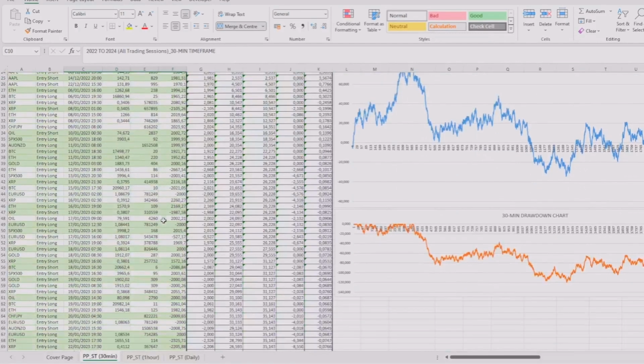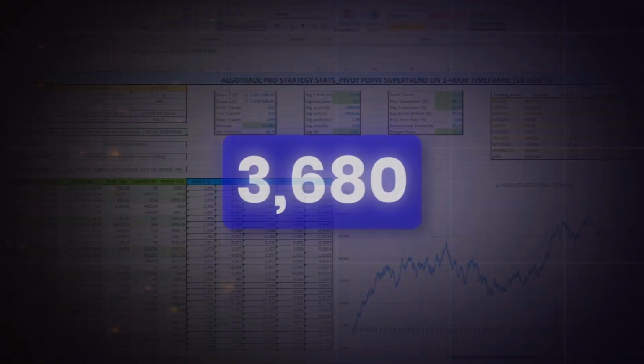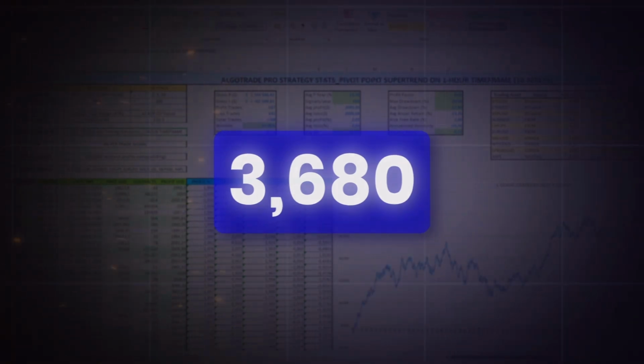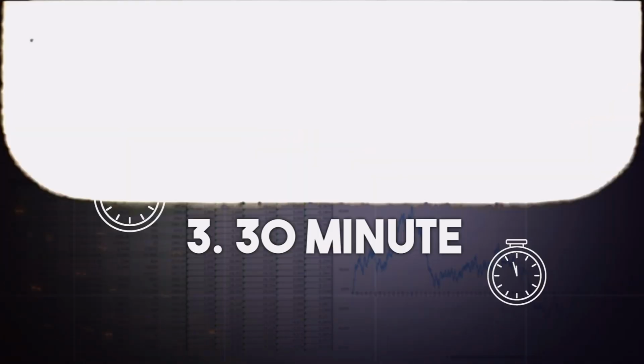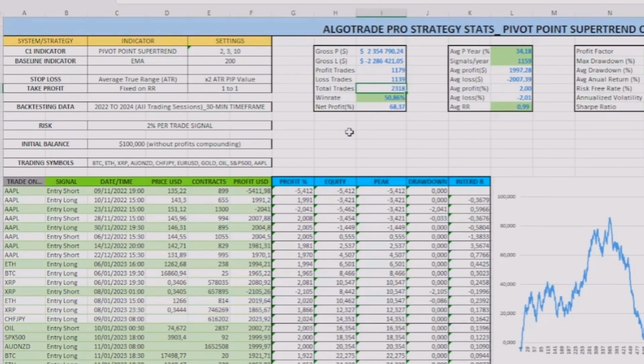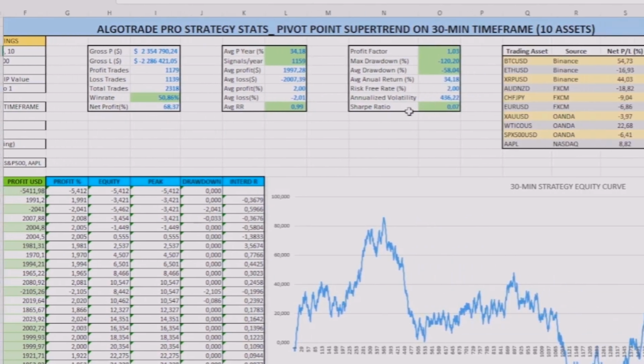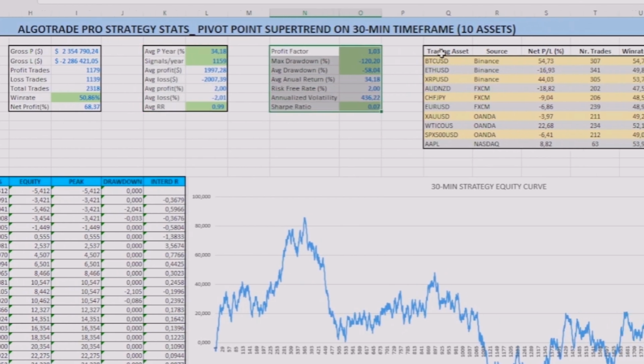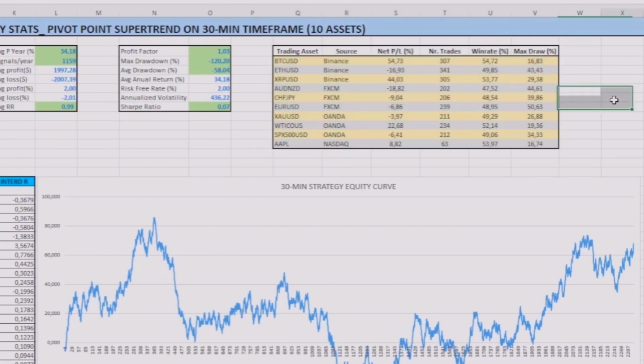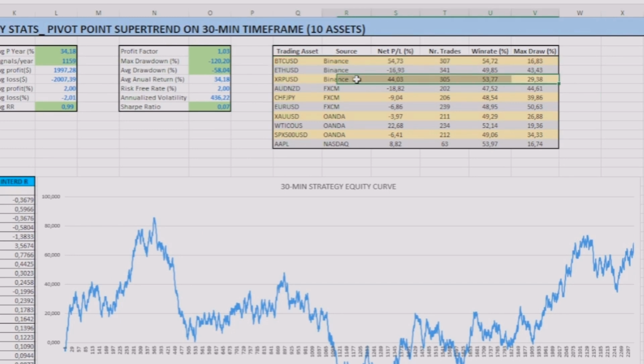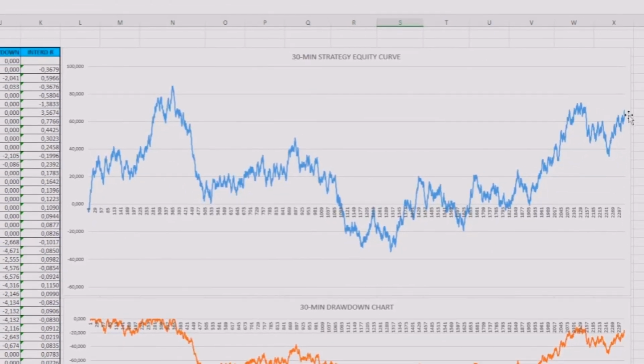After inserting all the trades into my trading journal, I got an analysis of about 3,680 trades across the 3 different time frames. In the 30-minute one, after more than 2,300 trades, the pivot point SuperTrend got a win rate of 50.86% with a small net profit of 68%. Here we have got some other stats, and in this table you can analyze the results of every single asset, where the Bitcoin and the XRP assets were the most profitable ones. Below we have the final equity curve, which, despite being profitable, was inefficient.